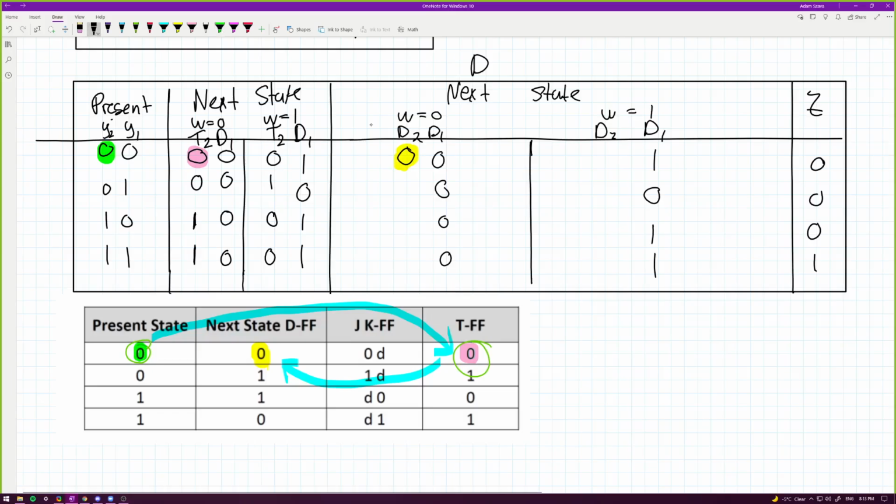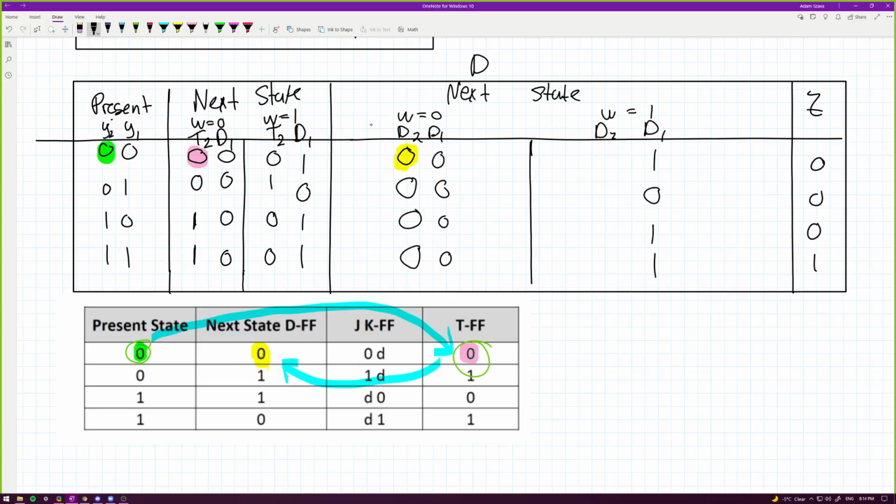Then here, 0, 0 also gets 0. 1, 1 also gets 0. Oh, sorry, 1, 1, 1 also gets 0. And then 1, 1 also gets 0. So we just get entirely zeros on that one. Okay, that's that. Great.